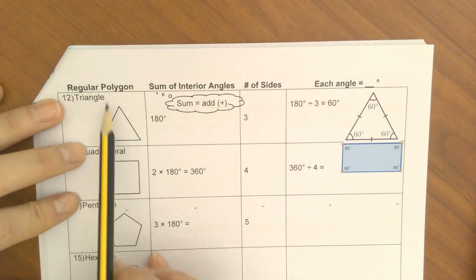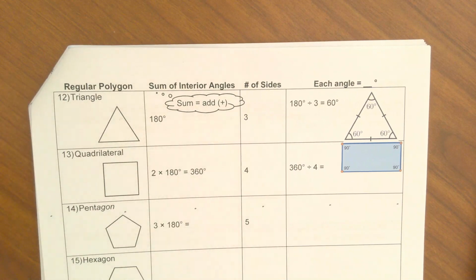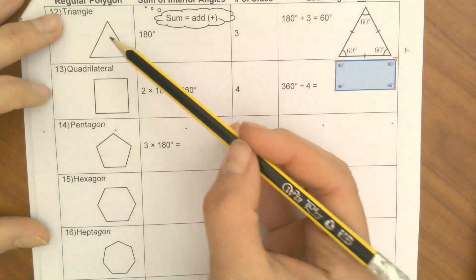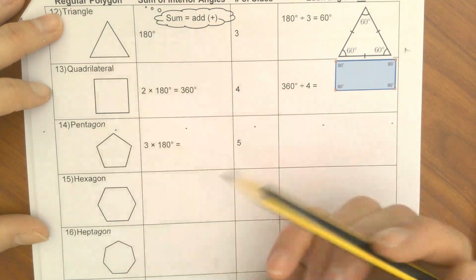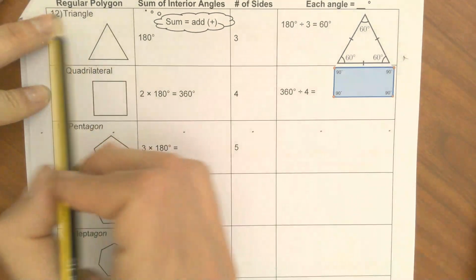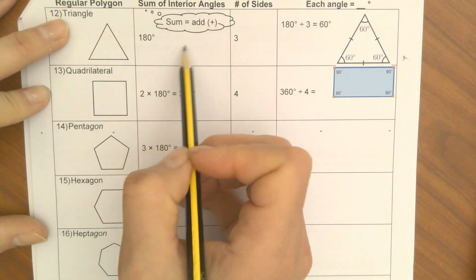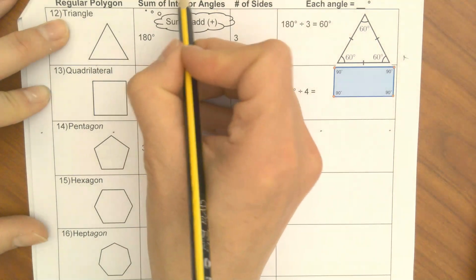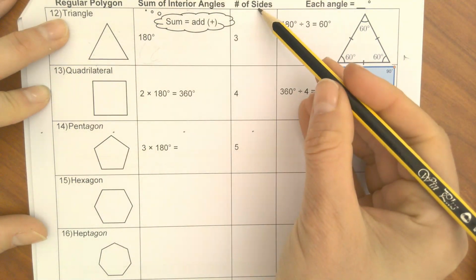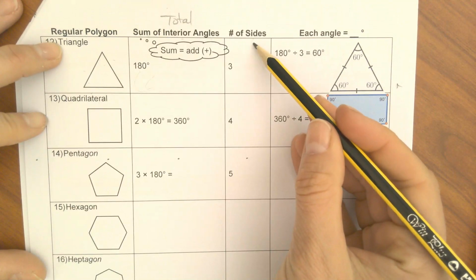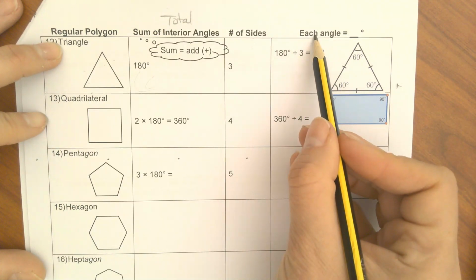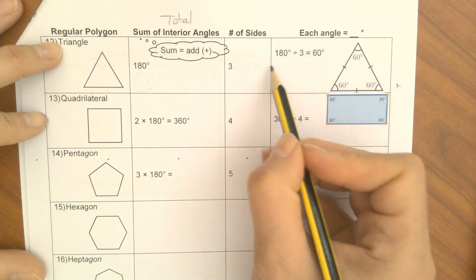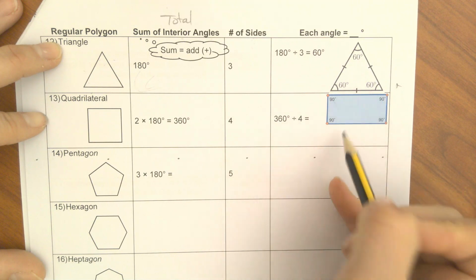So here's a regular polygon. What's regular mean? It means they all look nice. What does it mean to look nice? All the sides are the same and the angles are the same. Okay, so it says what is the sum of the interior angles? So add them all up. So here we want the total, and I want to know the number of sides. And now I want to know for each angle. So I want to say, okay, how much is each angle going to be?